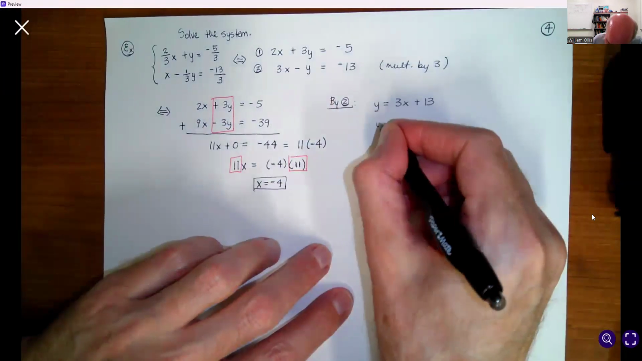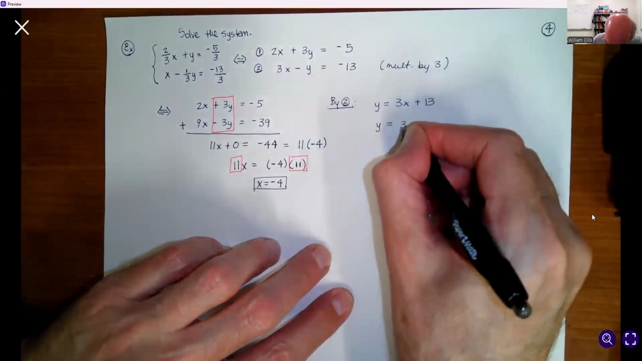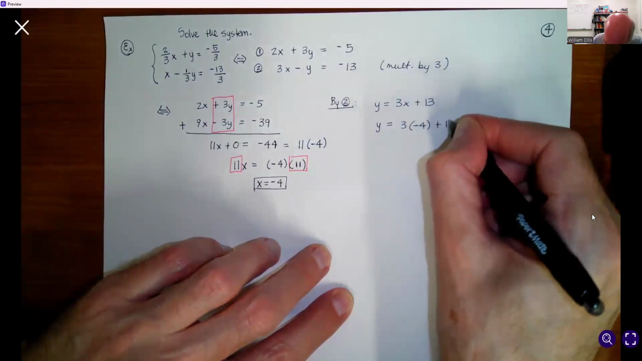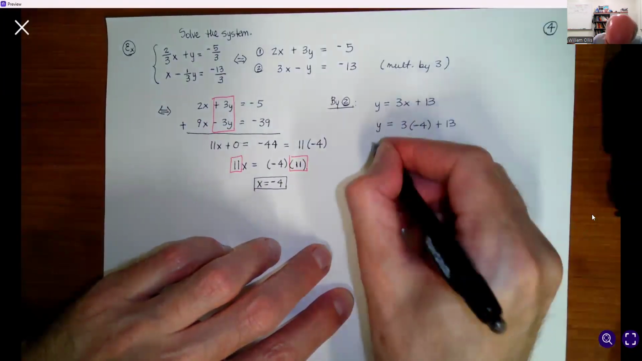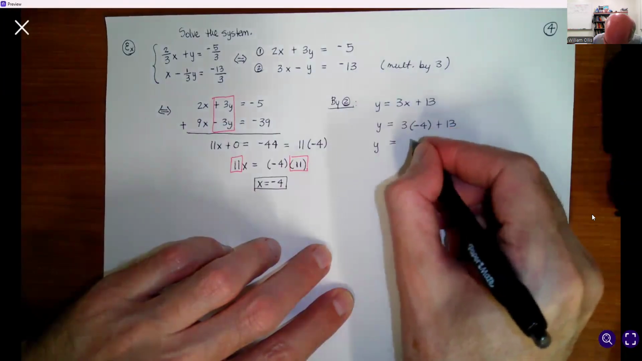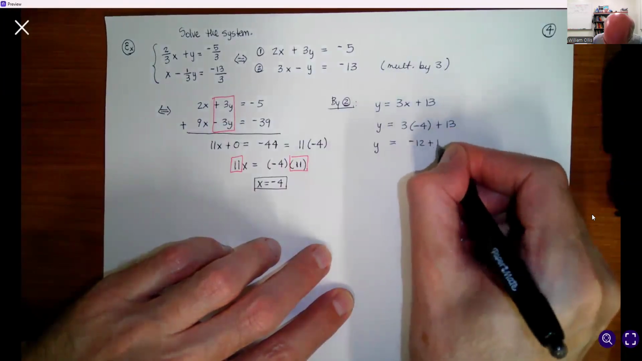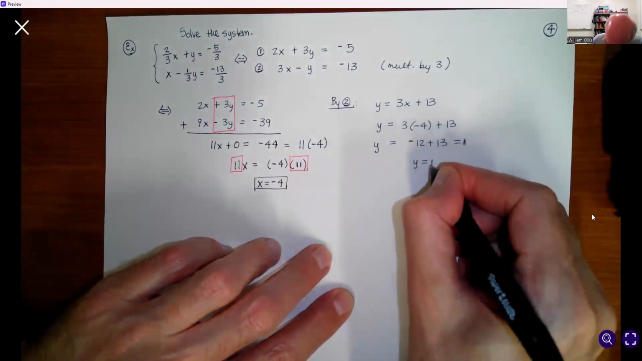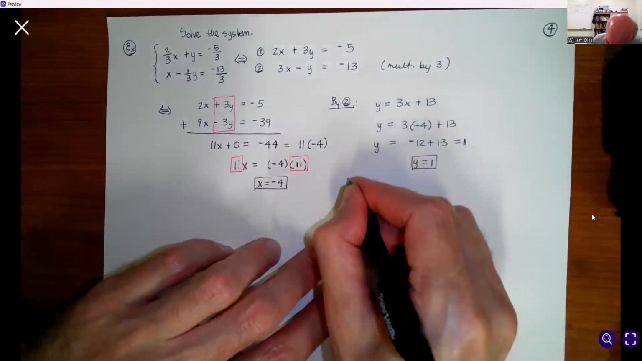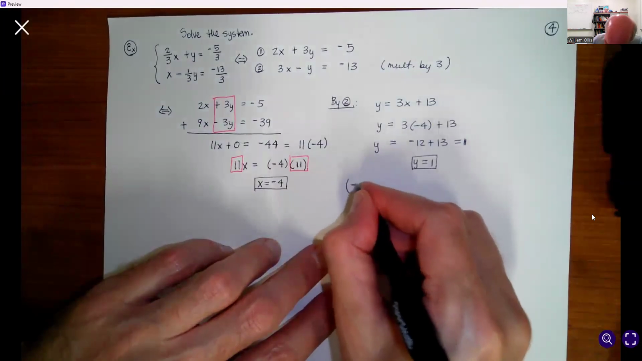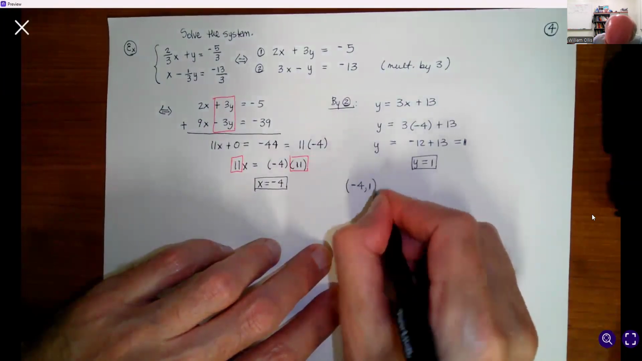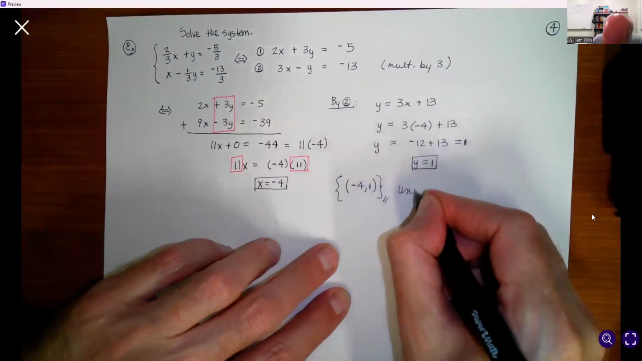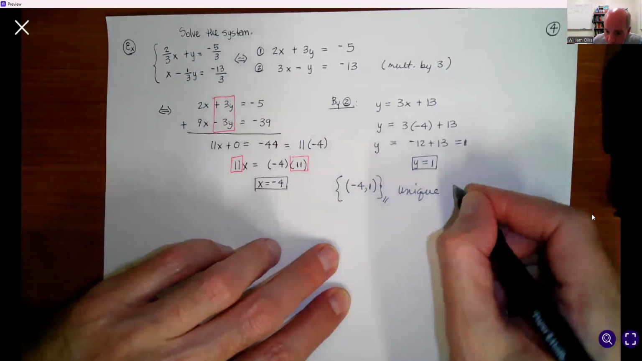So now we have y equals 3 times negative 4 plus 13. But of course, 3 times negative 4 is negative 12. Very user-friendly numbers, which gives us 1. So y equals 1. So we have, again, a unique solution, negative 4, 1. That will be our unique solution.